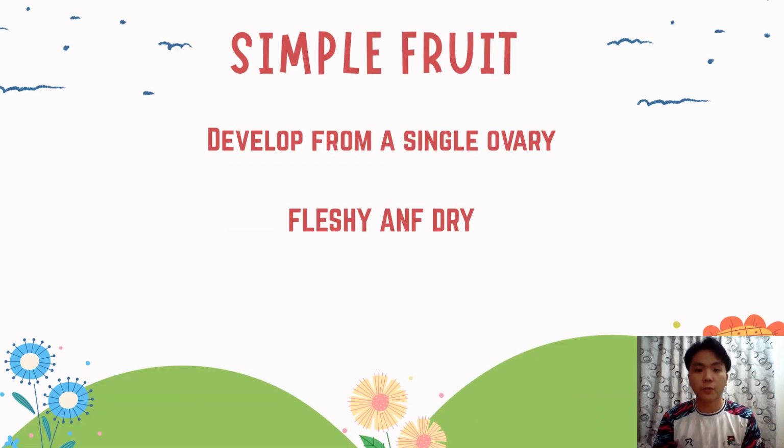The first one is simple fruit. Simple fruits are a category of fruit that develop from the ovary of a single flower and typically contain seeds. This fruit may have additional structures, such as the receptacle or other floral parts, but they originate from a single ovary. Simple fruits are classified into various types based on their characteristics.